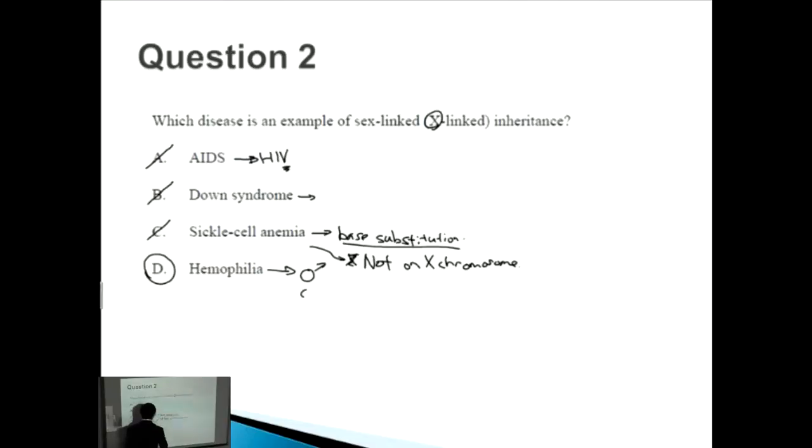The majority of boys have it, and females are carriers, and are usually affected less, if not at all, as well. So the other example that the IB might ask you about is color blindness. You might know some male friends that are actually colorblind.